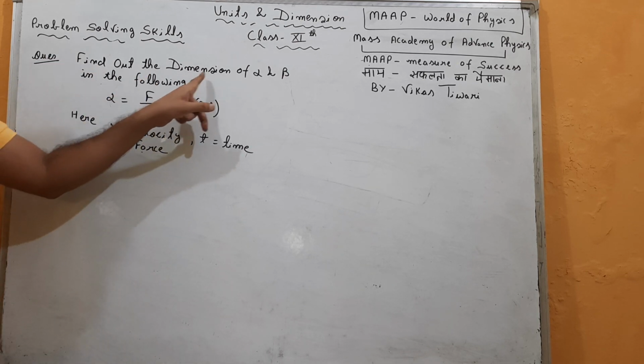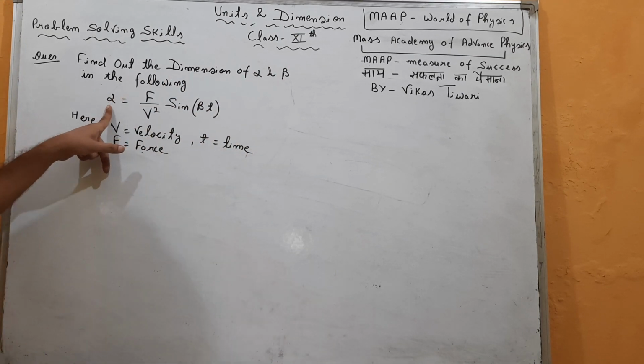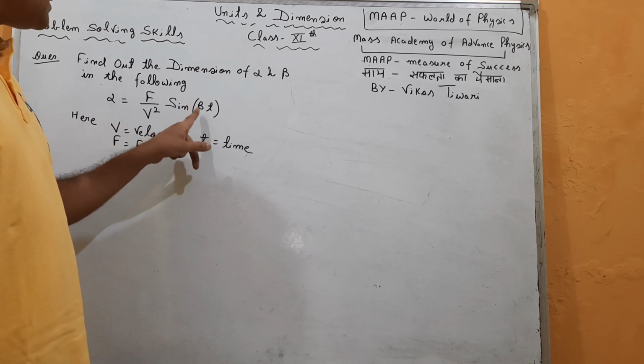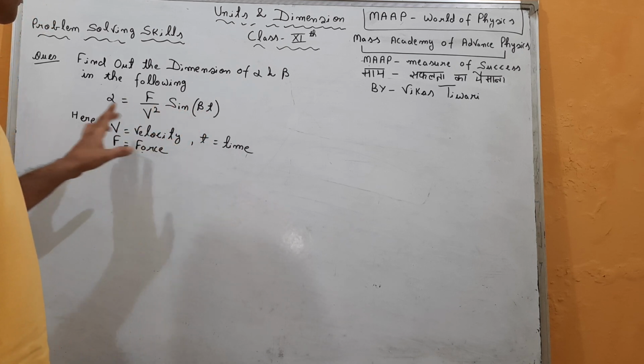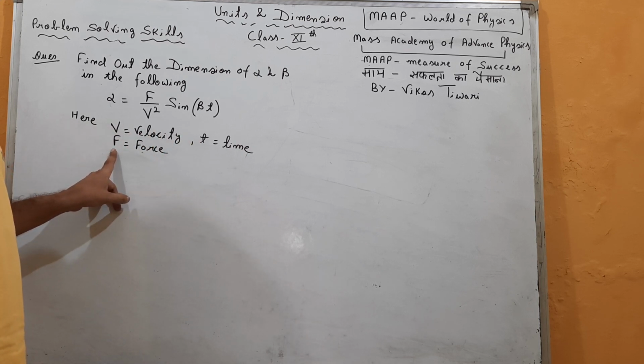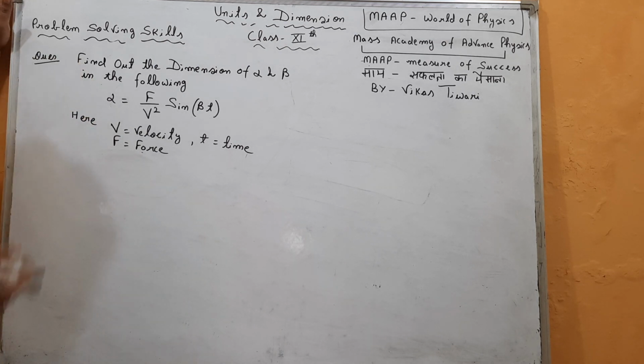Find out the dimensions of alpha and beta in the following, where it is given that alpha is equal to F upon v square sine of beta t. Here v is the velocity, t is the time, and F is the force. So how to solve such questions?